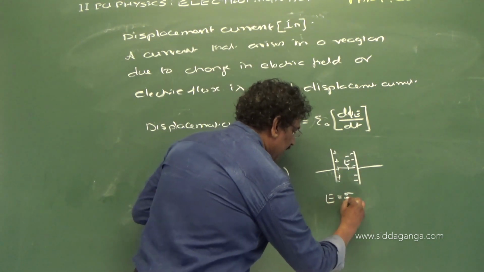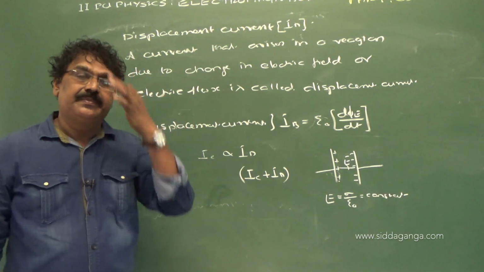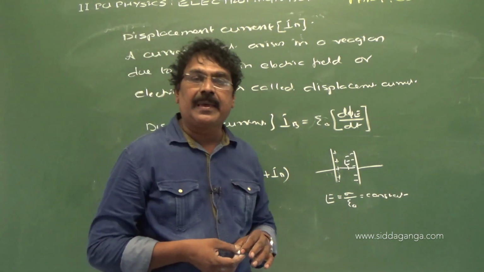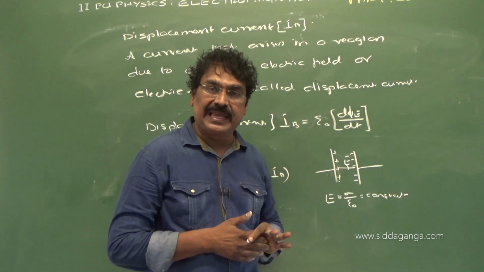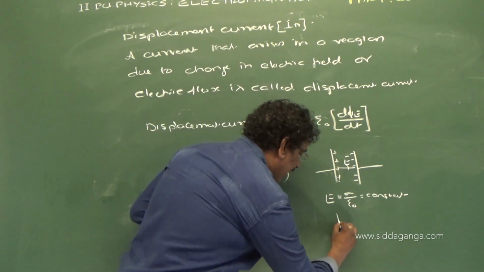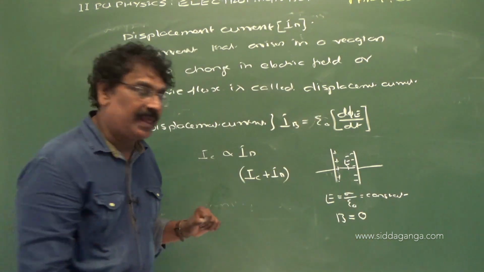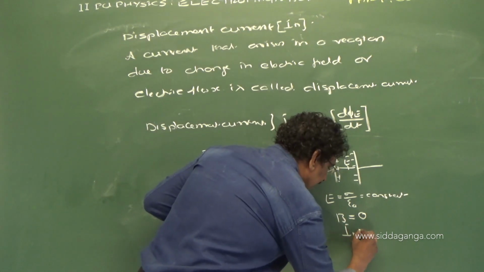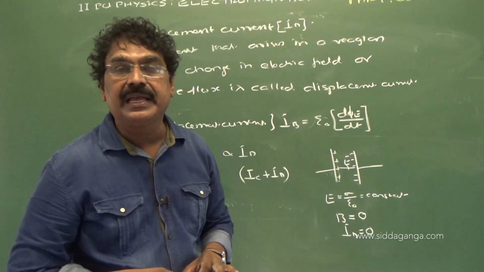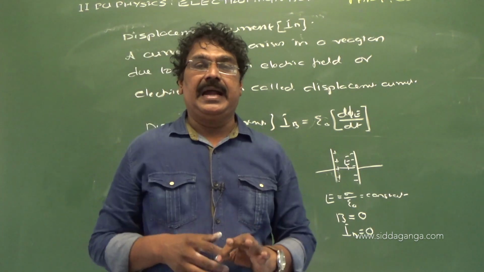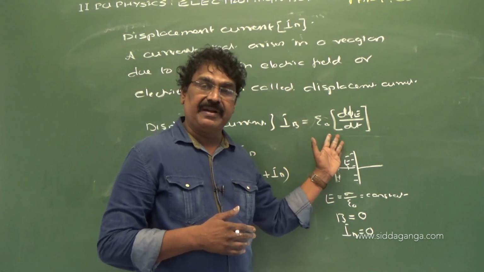This electric field is equal to sigma by epsilon naught, which is constant. There is no change in electric field with respect to time, as there is no change in the charge on the two plates of the capacitor. In that case, the magnetic field inside the plates of the capacitor is zero. Obviously ID is equal to 0 because d phi E by dt is equal to 0, and it is the displacement current that produces a magnetic field.